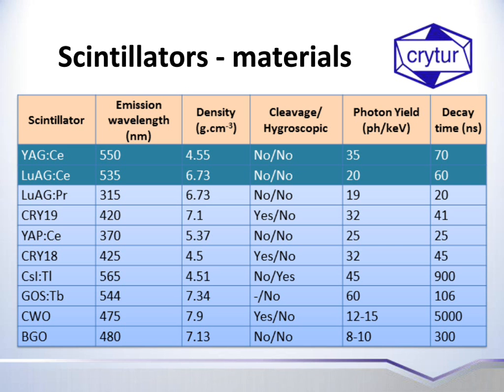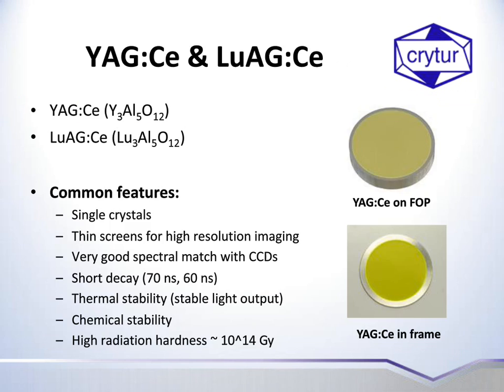There are different types of scintillators, as you can see from the table, but you can see that the emission wavelength is usually somewhere in the UV part of the spectrum, which is not good for CCD or CMOS coupling. There is also the hygroscopicity of some materials, such as cesium iodide, for example. So let's see LuAG and YAG.